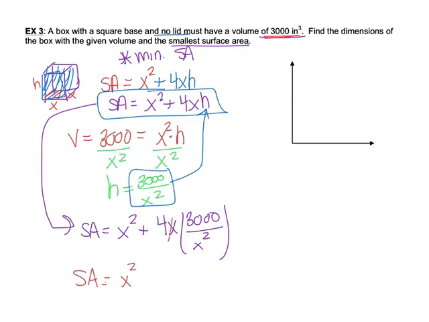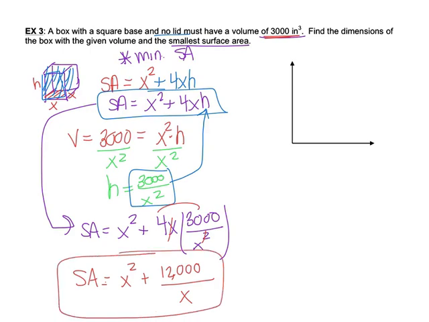I can cancel out this x with one of those x's, and then I can multiply 4 times 3,000. So that ends up being 12,000, and then I'm just left with 1x. So I like the simplification process, so I can just type that into my calculator. So go ahead and type that into your y equals: x squared plus 12,000 divided by x.